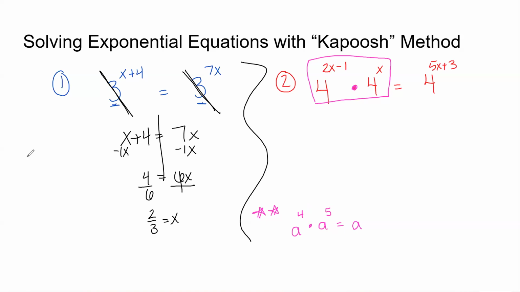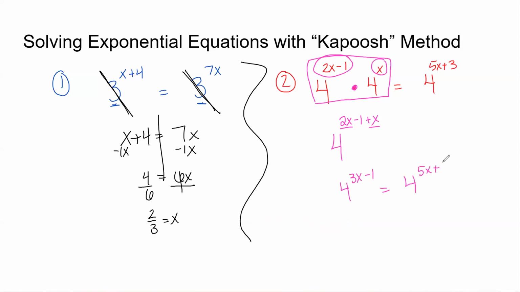So back to our example 2, we're going to keep the 4 and add this exponent with this one. So 2x minus 1 plus x. 2x plus x, we could say that's 3x minus 1. And the other side was fine. It was just one chunk of information, so we don't have to do anything with that right side. And now, here comes the fun part. We have a 4 here, a 4 here, kapoosh, kapoosh. 3x minus 1 is 5x plus 3.